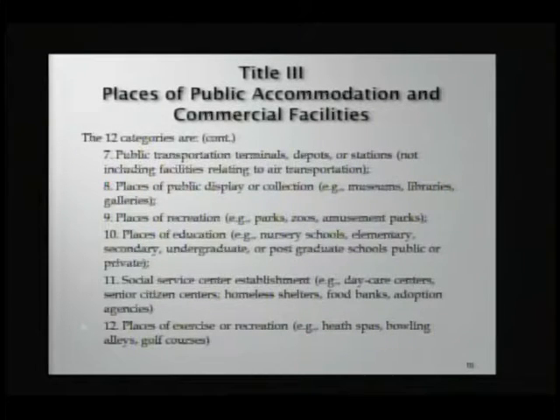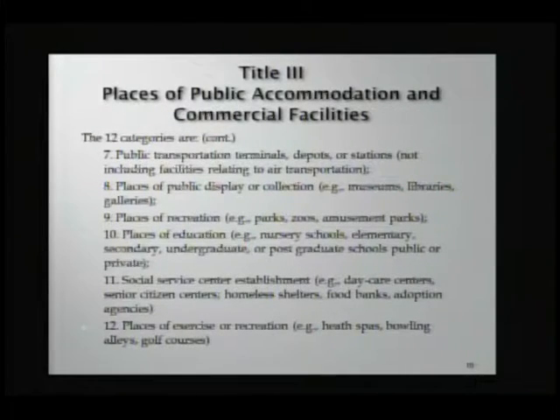Places of public display or collection are museums, libraries, galleries. Places of recreation: parks, zoo, amusement park. Places of education: our nursery schools, elementary, secondary, undergraduate, postgraduate, public or private. Social service center establishments: daycare centers, senior citizen centers, homeless shelters, food banks, adoption agencies, and places of exercise or recreation, which is our health spas, bowling alleys, gyms, golf courses, etc.